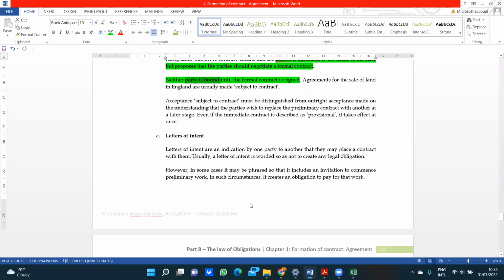Letter of intent. A letter of intent is an indication from one party to another that they may place a contract with them. Usually, a letter of intent is worded so as to create no legal obligation. However, in some cases, it may be phrased so that it includes an invitation to commence preliminary work. In such circumstances, it creates an obligation to pay for the work. All right?